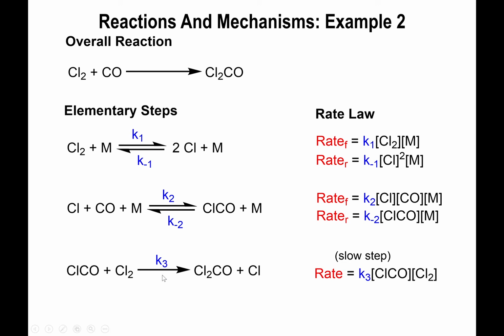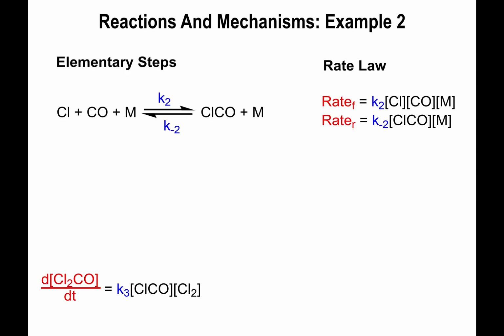If I tell you that the last step is the slow step, then here you have a few things to do because ClCO is an intermediate. That's not one of the reactants or products in the overall reaction. So you're going to have to use the equilibrium in the second step to substitute for ClCO. So we're going to do that.